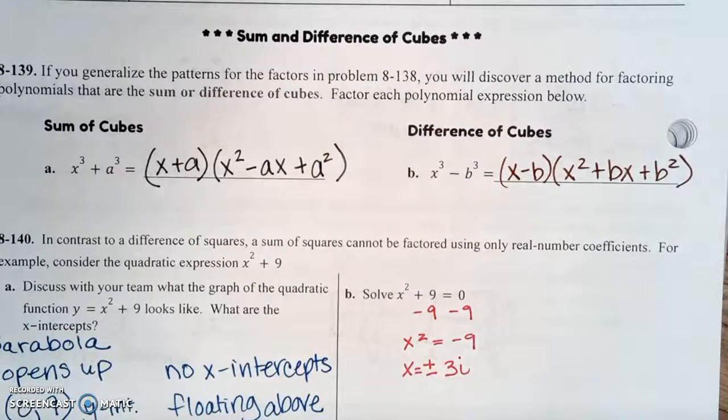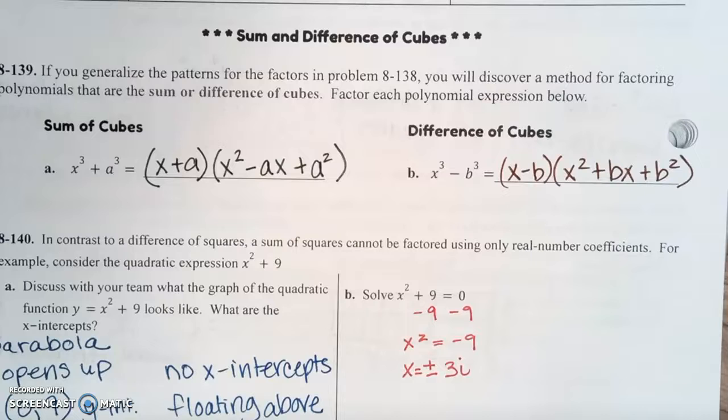It's the sums and differences of cubes. Okay, so if you generalize the patterns for the factors in problem 138, you will discover a method for factoring polynomials that are the sum or the difference of cubes. So when it's only a binomial, when it's only a quadratic or second power, it's only the difference. But for cubics, it can be sum and difference. And so there are two generalizations for this one instead of just one. And they are as follows.